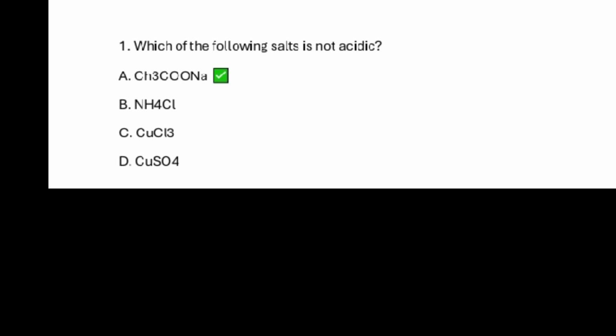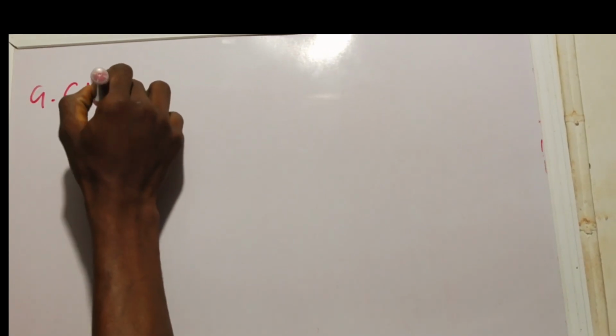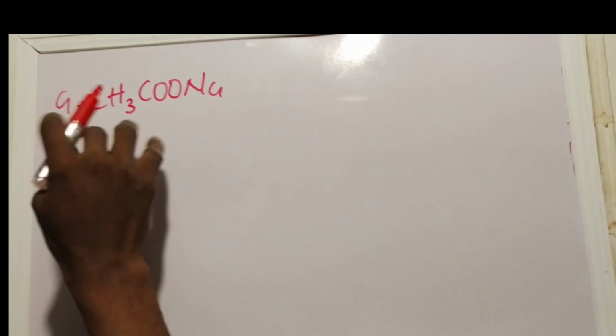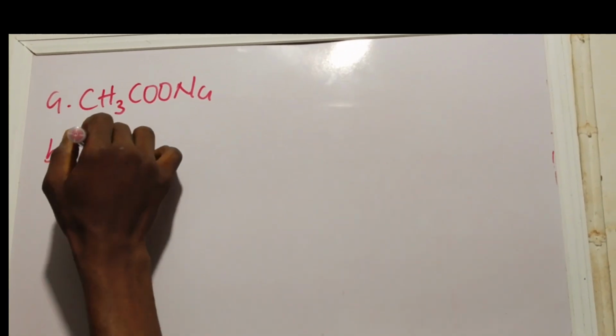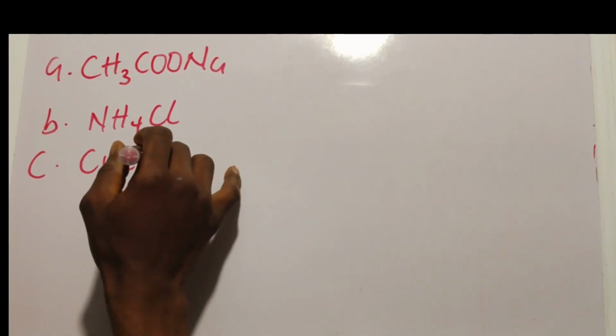So, I'll be solving some questions for you now. The first one says, which of the following salts is not acidic? We have here sodium ethanoate, and then also ammonium chloride, also copper trichloride, and copper 2 tetrasulfate 6.